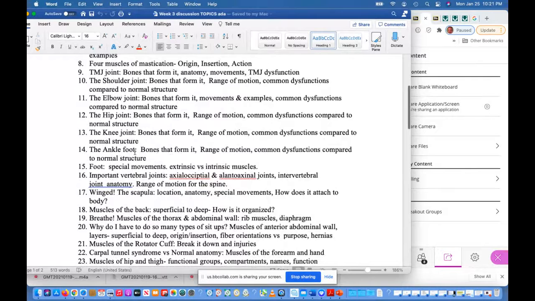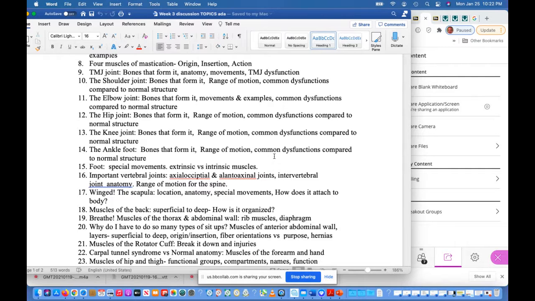The ankle, dorsiflexion, plantar flexion, inversion, eversion, common dysfunctions. There's tarsal tunnel syndrome. That's pretty big in terms of the ankle and foot. There may be some overlap. There's pes cavus, pes planus, right? Flat feet, high arches. There's plantar fasciitis of the foot.